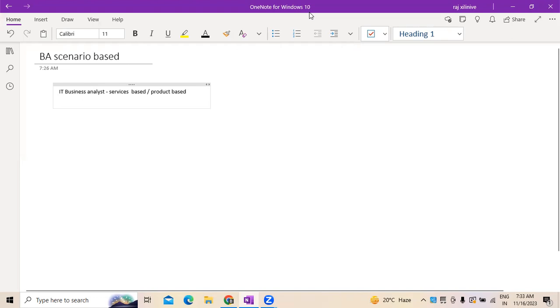Point number two: functional BA roles, functional business analyst or domain-based. For example, a person should have knowledge of the US healthcare system, knowing about Medicare, Medicaid, claim processing, claim adjudication, EDI transactions, HIPAA codes, ANSI formats. This is all related to healthcare BA kind of roles. This is functional or domain-based business analyst.